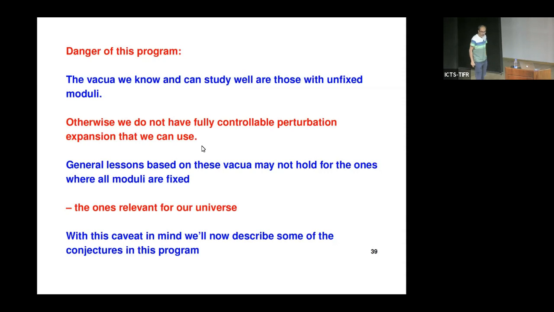So the swampland program uses these vacua to fix some criteria, but those vacua fall outside the class that actually describes us. So assuming that these criteria generalize to the vacua that describe us is a leap of faith. But let's suppose that we take this leap and we study what happens. So this is a caveat, but with this caveat in mind, I'll now describe some of the conjectures in this program. There are many conjectures; I'll describe just two of them.